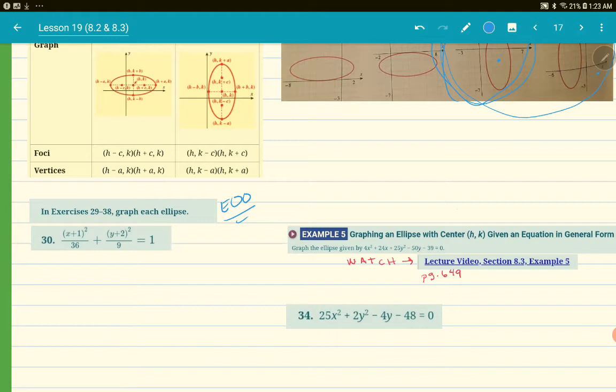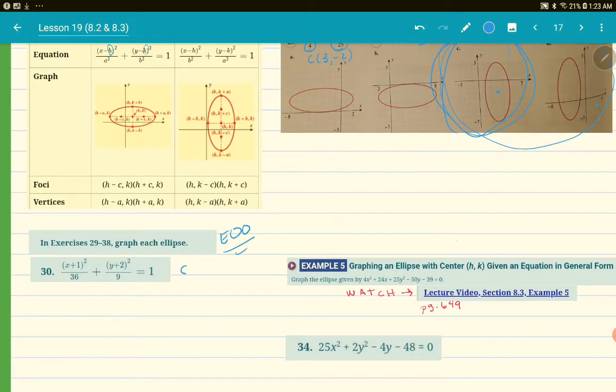So on number 30, we have (x plus 1) squared over 36, so it's been shifted. My center no longer is at (0, 0). My center has been shifted. So remember the formula up above, it's been shifted by h. That h must be -1. So it's been shifted left 1, and it's been shifted down by 2. So there's my center.